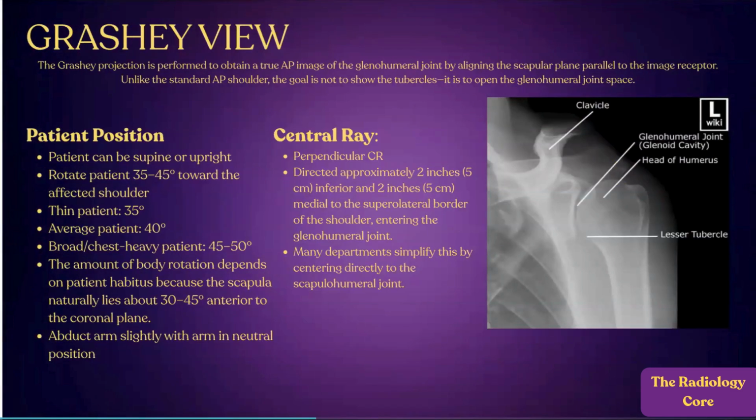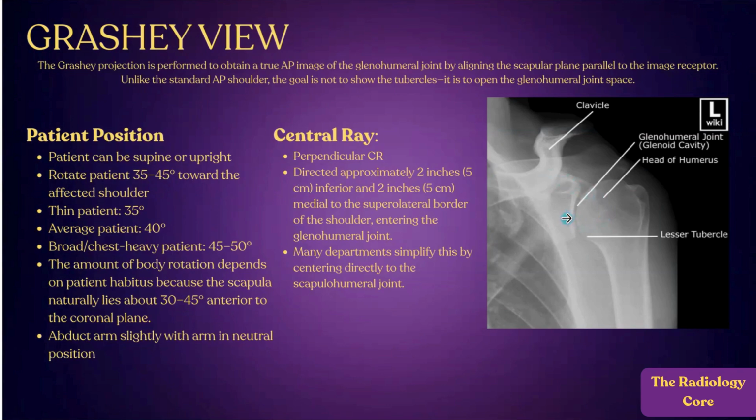So the Grashey view is another common shoulder X-ray that you may be required to take. So this projection is performed to obtain a true AP image of the glenohumeral joint, which is seen here, by aligning the scapular plane parallel to the image receptor. So unlike the standard AP shoulder, the goal is not to show the tubercles, it is to open the glenohumeral joint space. So in this, you're going to have the patient either laying supine or upright, whichever is more comfortable for the patient. You're going to rotate the patient between 35 to 45 degrees towards the affected shoulder.